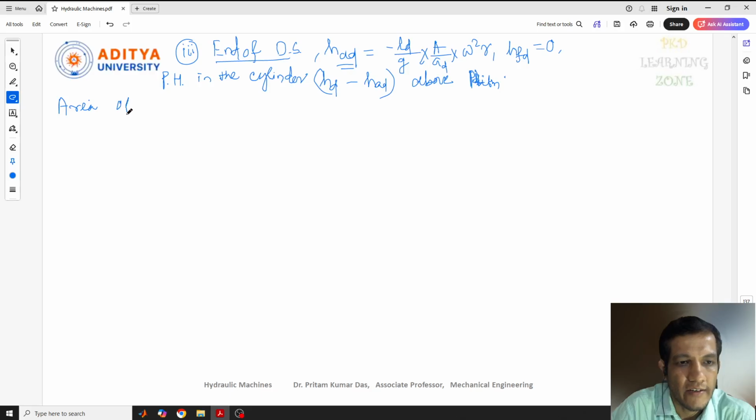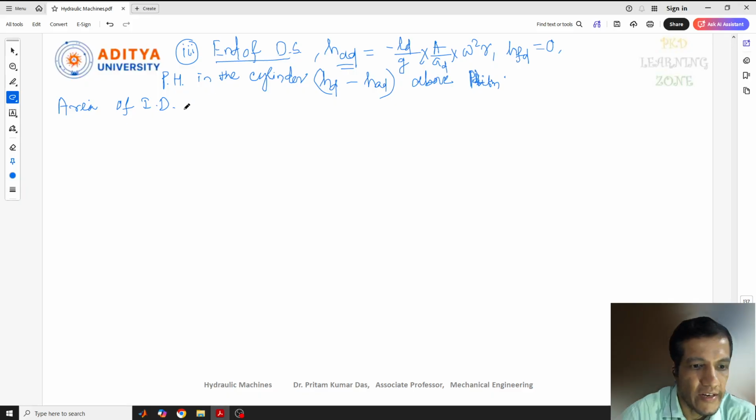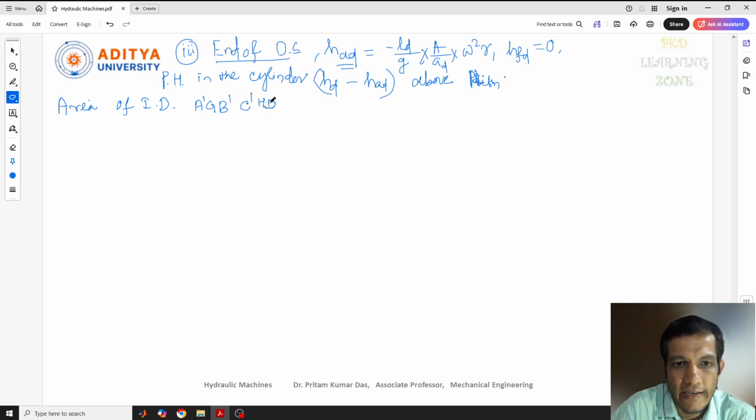So let me write the area of the indicator diagram. Let me remind once again what the points are: this is A dash, B dash, this is G, G dash, and here C dash, this is H, H dash, and D dash. You just need to remember these points for the further explanation. So the area of the indicator diagram I can write as A dash, G, B dash, along with C dash, H and D dash.